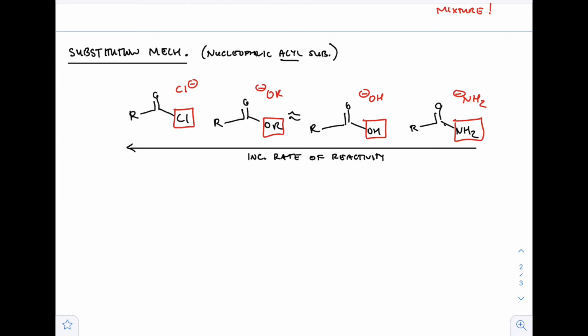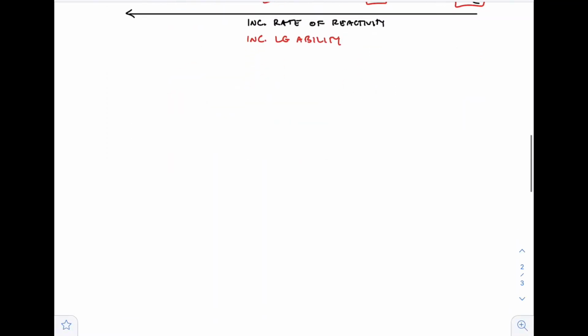So remember, leaving group ability has a relationship with the strength of the base, right? So increased leaving group ability as we go from NH2, the amide, to the Cl minus, because chloride is a weak base, while amide is a very strong base.